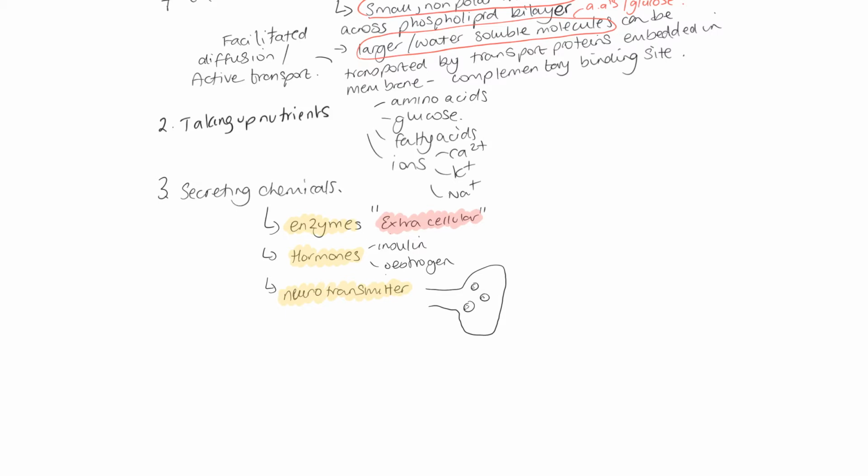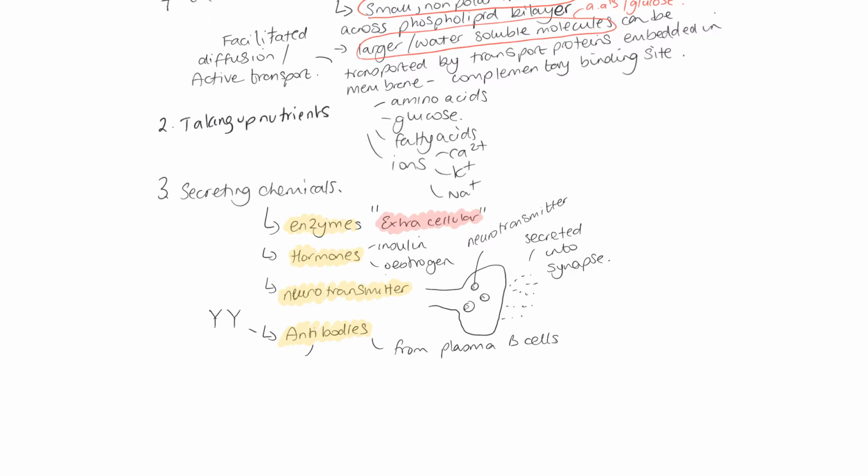Plasma B cells that are part of your immune system produce and secrete Y-shaped antibodies. And as you already know from GCSE, antibodies are small proteins whose job it is to bind onto antigens which are on the surface of pathogens. So when we talk about that term secretion, we are secreting, we are releasing useful substances from cells which are going to be used elsewhere in the body to perform a particular function.